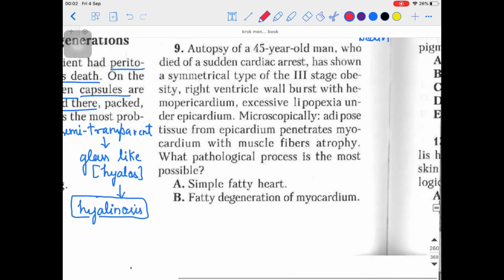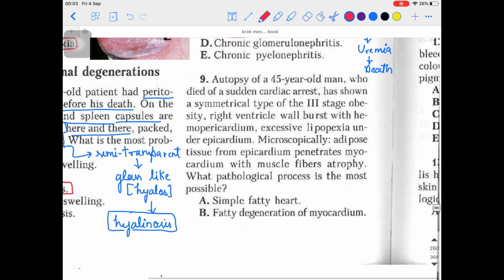Fine, let's move on to the ninth one. Autopsy of a 45-year-old man who died of a sudden cardiac arrest has shown a symmetrical type of third stage obesity, right ventricle wall burst with the hemopericardium, excessive lipomatosis under epicardium. Microscopically, adipose tissue from epicardium penetrates myocardium with muscle fibers atrophy. What pathological process is the most possible?